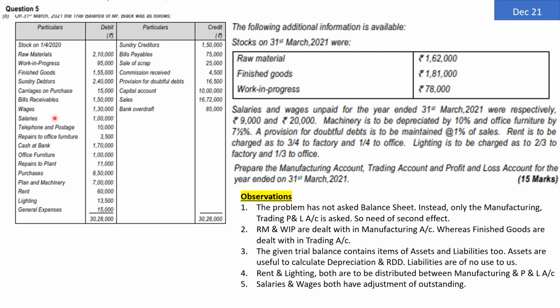So first we are going to classify these items into manufacturing, trading or P&L. What I'll do is I'll write M wherever the item is to be transferred to manufacturing account. I'll write the letter T when that item is to be transferred to trading account, and I'll write the letter P for those items which are required to be transferred to P&L account. So let us make the classification quickly.